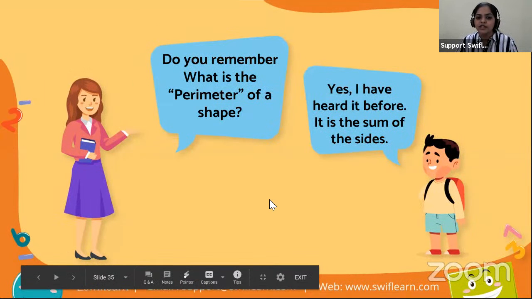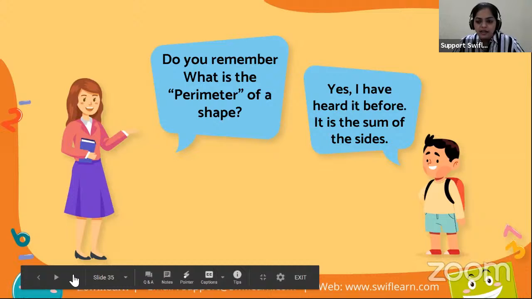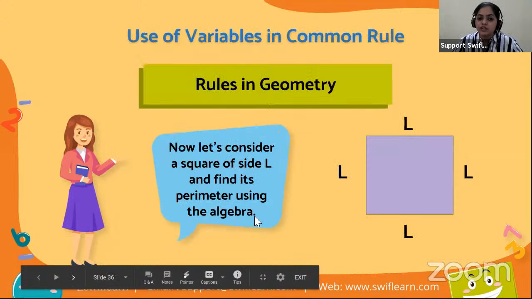Now we understood the concept of algebra, the use of variables, and now the concept of algebra in geometry. I think you all remember what is the perimeter of any shape. Yes. What is the perimeter of a shape? It is the sum of all the sides of that shape. That will be the perimeter of that shape. Okay, great.